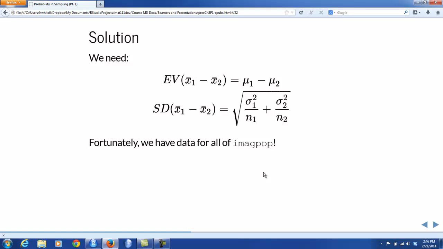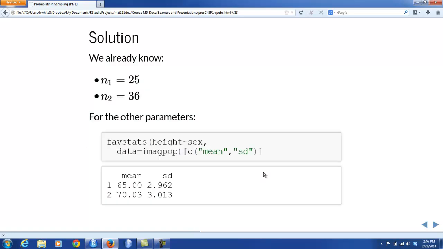Now, both of these formulas involve parameters. But since we're in the happy situation of having data for all of MatchPop, we can go ahead and find those parameters. First of all, we already know n1 and n2. They're not parameters, they're just the sample sizes, but let's note them down. 25 is the number of guys that we took, 36 the number of gals. For the other parameters, we might do fave stats on the heights in the population broken down by sex. Now we only want to display the mean and the standard deviation, so we'll use the brackets to do that.